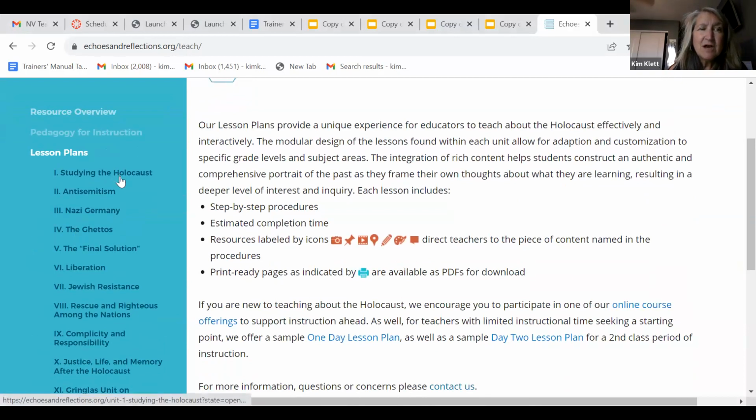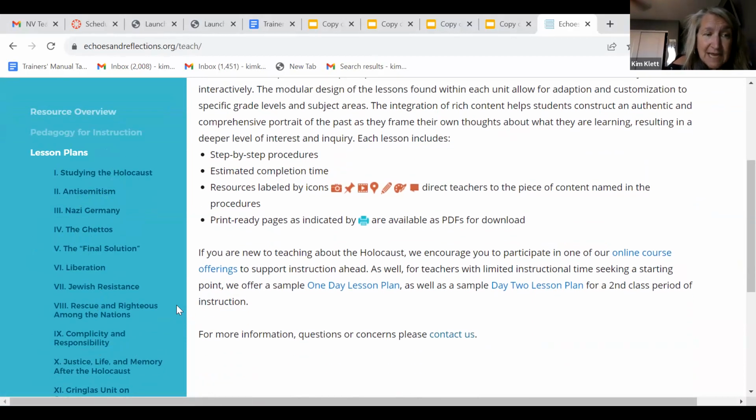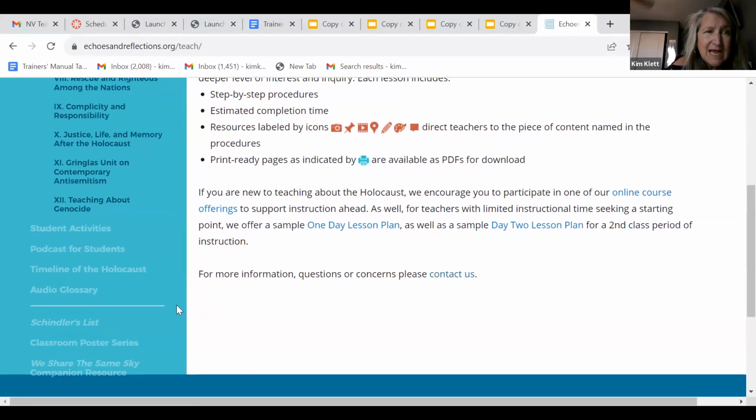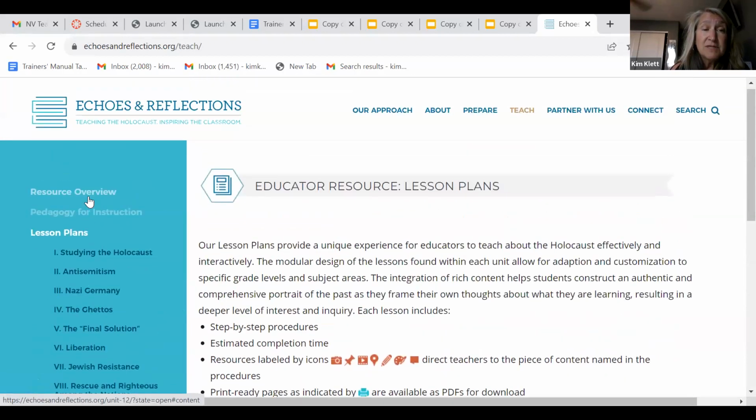So we have studying the Holocaust, and these are really units. Anti-Semitism, Nazi Germany, the ghettos. So you can see they kind of go in chronological order. The final solution, liberation, Jewish resistance, rescue and righteous among the nations, complicity and responsibility, justice, life and memory after the Holocaust, the Green Glass Unit on contemporary anti-Semitism. I'll be doing that this afternoon. And then also our newest unit that I'll also be doing, which is teaching about genocide. So these are all complete units.